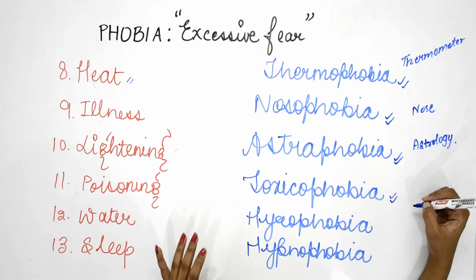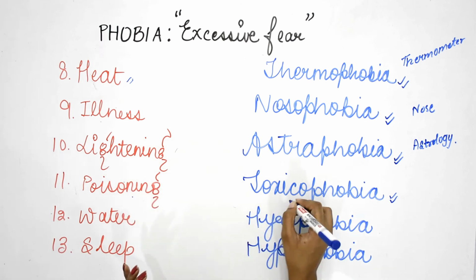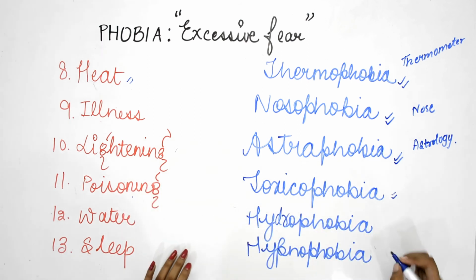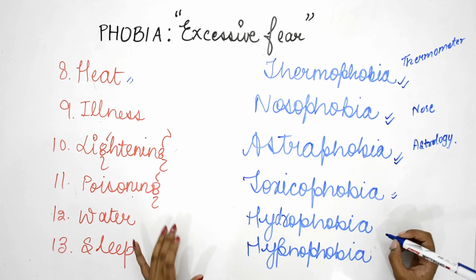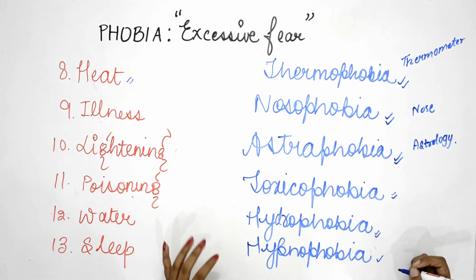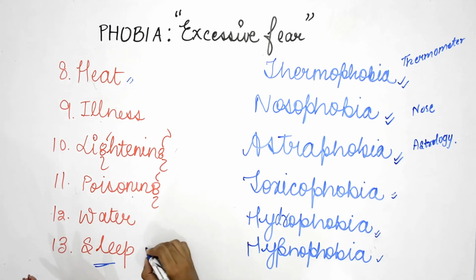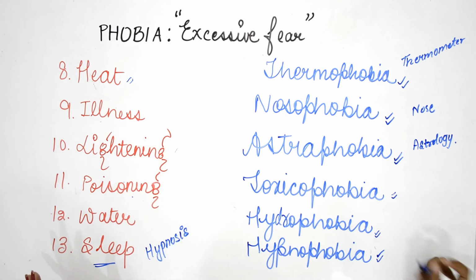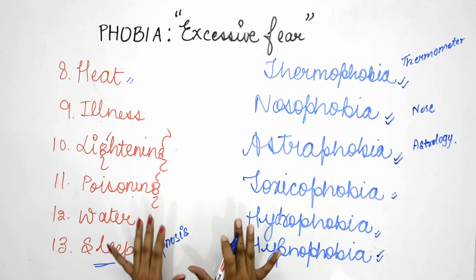The next word is toxicophobia. Since poison is toxic to our bodies, so poison, toxic, easily connected. The next word is hydrophobia. I suppose this is a very general terminology. We can easily remember water, hydrophobia. The next word is hypnophobia. Whenever somebody hypnotizes us, we go into deep slumber or sleep. Therefore, sleep can be easily connected with hypnosis. So, hypnophobia.